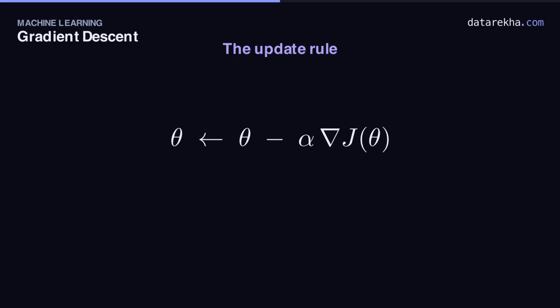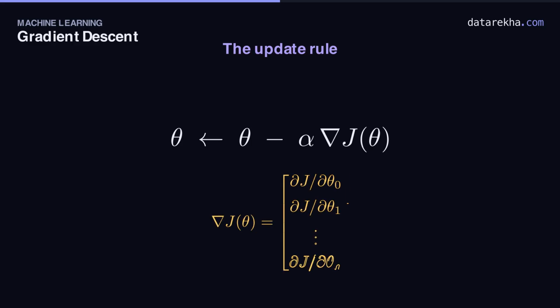So every parameter updates together in a single move, and the gradient itself is just a stack, one partial derivative per parameter. Each entry answers the same little question. If I wiggle this one weight, which way does the loss go and how fast? Line them up, negate, scale by alpha, and you have the step for the entire model at once.